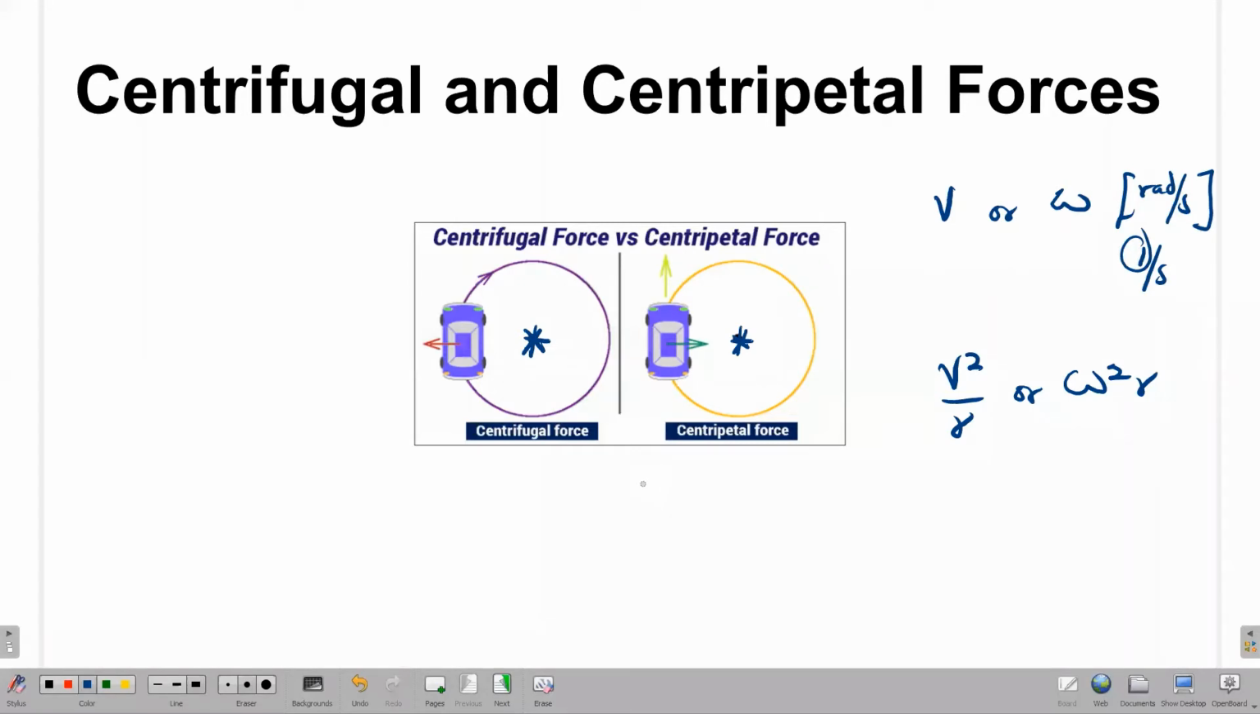Now, the car, according to Newton's second law, a force must act radially inwards towards the center for centripetal forces. For the car to be able to follow a circular path, it must have a force that will be acting towards the center.